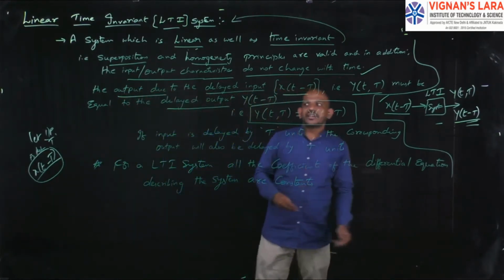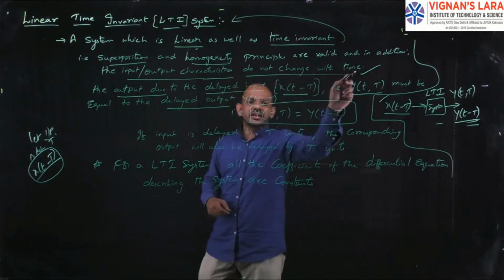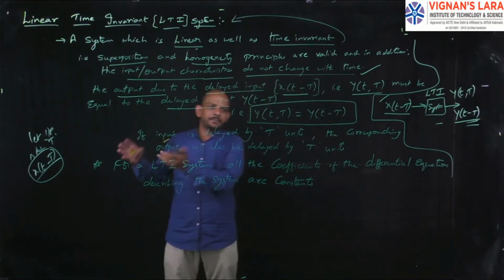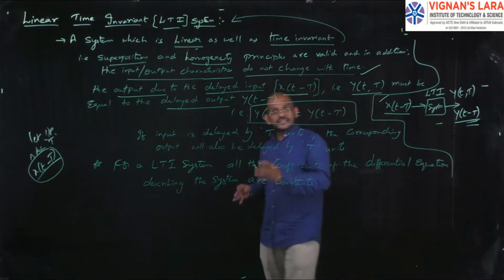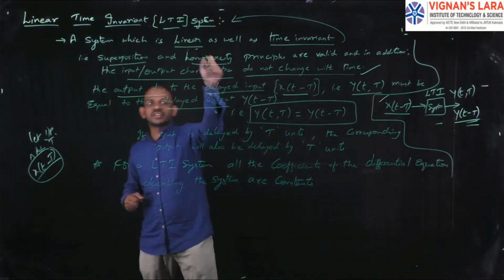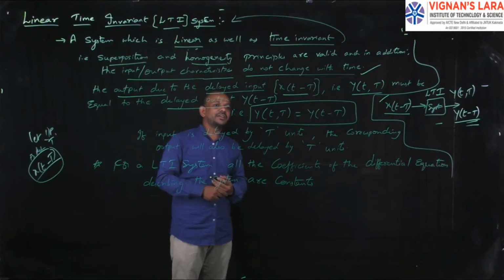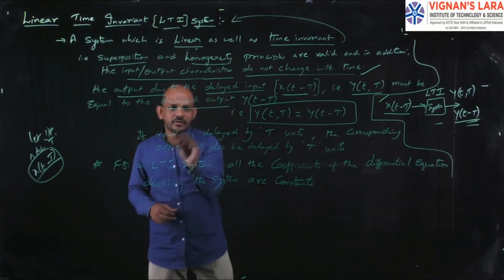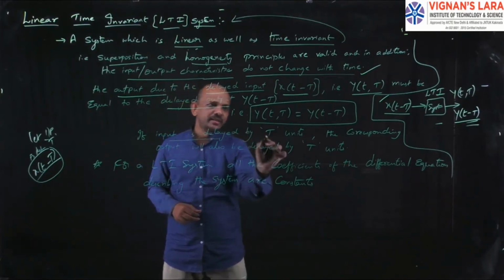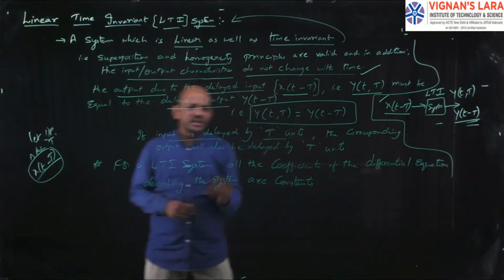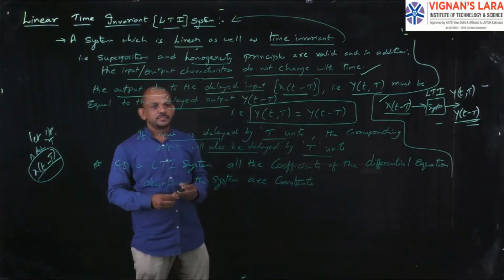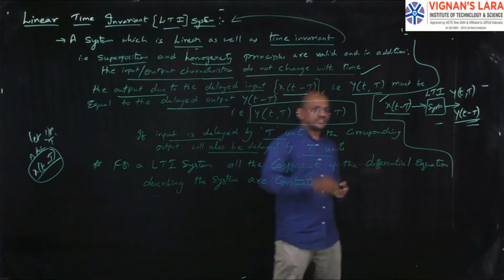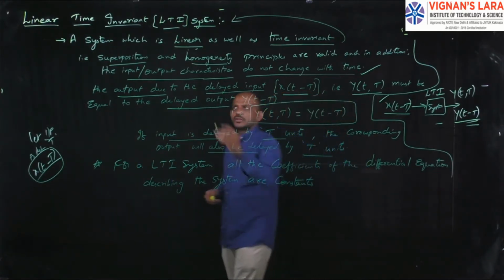That is, the input output characteristics do not change with time. Whatever the delay is at the input, the same delay will be at the output. The input output characteristics do not change with time. Those types of systems are called linear time invariant systems. Simple. Here we have to consider that if the input is delayed by T units, then the corresponding output will also be delayed by capital T units. Clear? So this is a simple explanation about LTI systems.